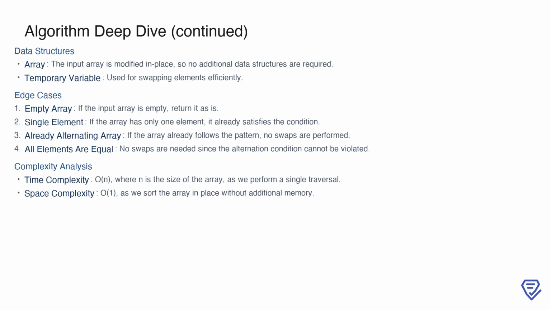If the array is empty, we simply return it as is. If the array contains just one element, it already satisfies the condition. Similarly, if the array is already alternating, no swaps are performed. Lastly, if all elements in the array are equal, the alternation condition is trivially satisfied, so no changes are necessary.